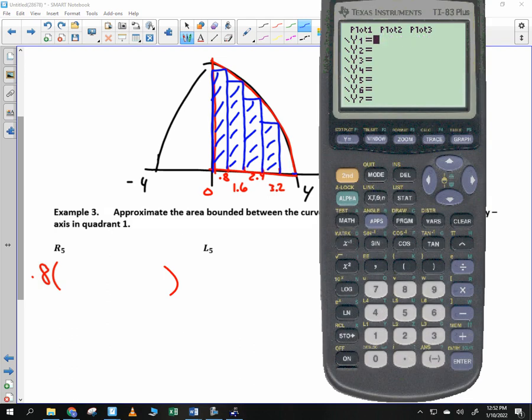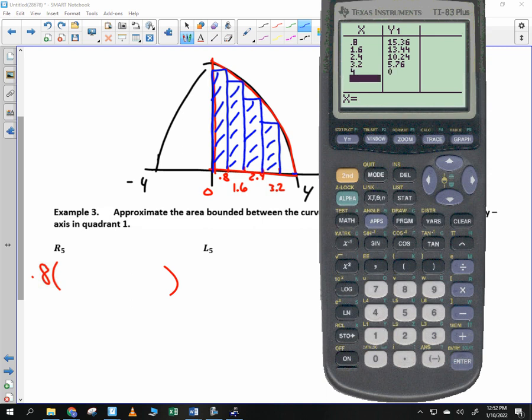I go on to y equals. I have negative x squared plus 16. Now what would you like to do? Yeah, I think your table is a great option. And what are you plugging in? 0.8, 1.6, 2.4, 3.2, and 4.